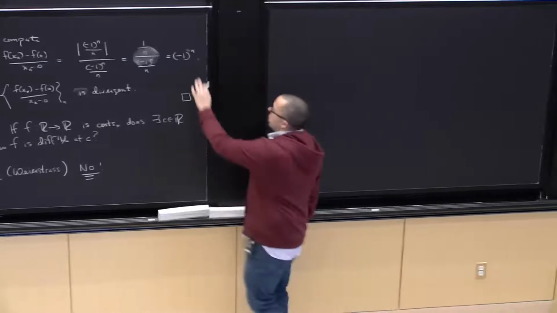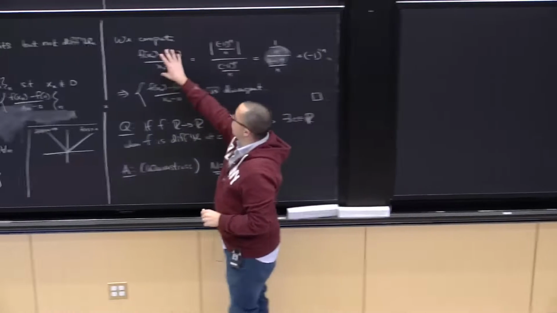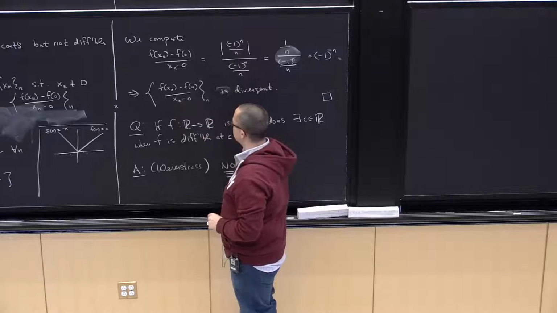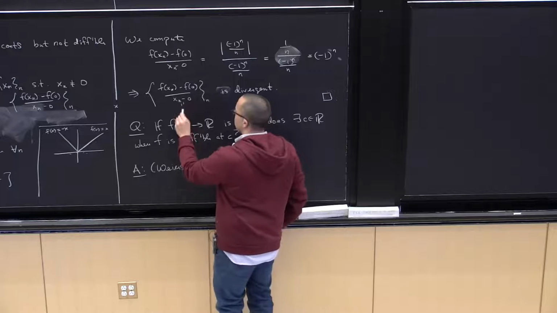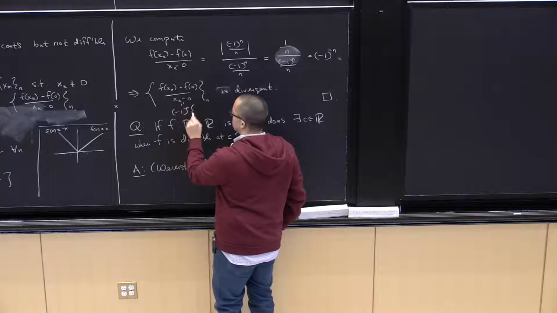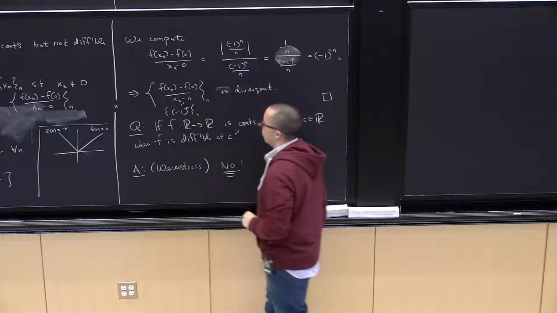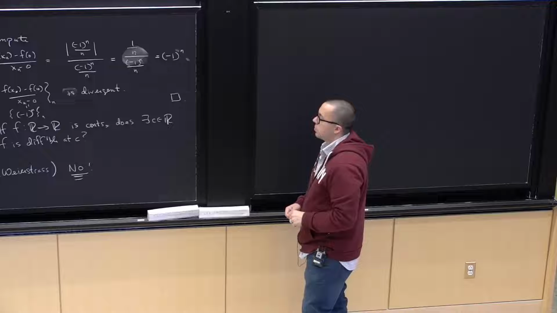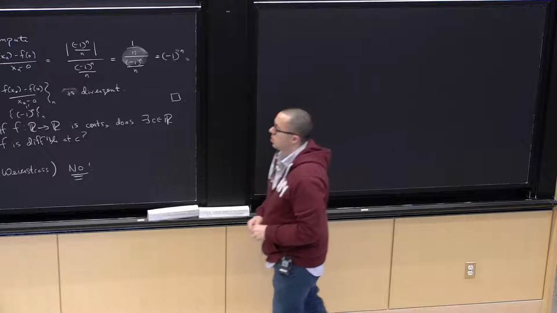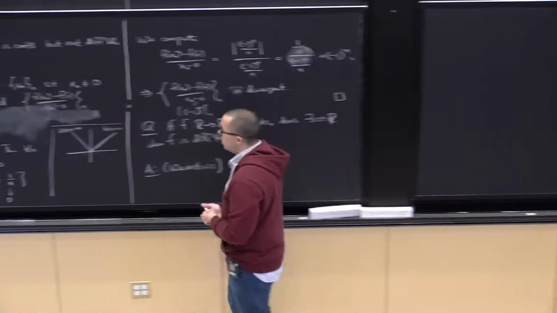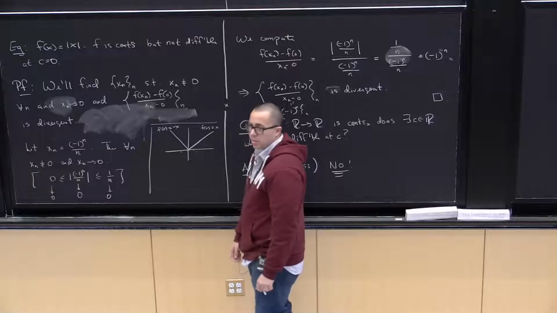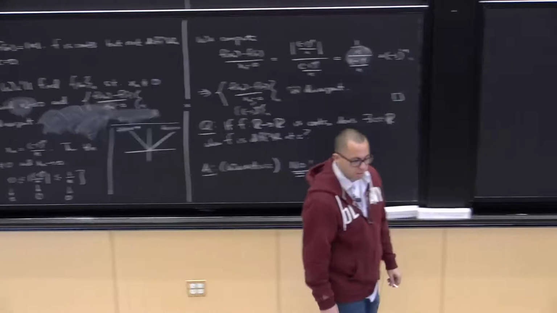So this sequence of difference quotients, f of xn minus f of 0 over xn minus 0, is just equal to the sequence minus 1 to the n, which we know is divergent and doesn't have a limit. That's one of the first examples of a sequence we proved does not converge. So, in summary, this function f of x equals the absolute value of x is continuous at c equals 0, but not differentiable at c equals 0.